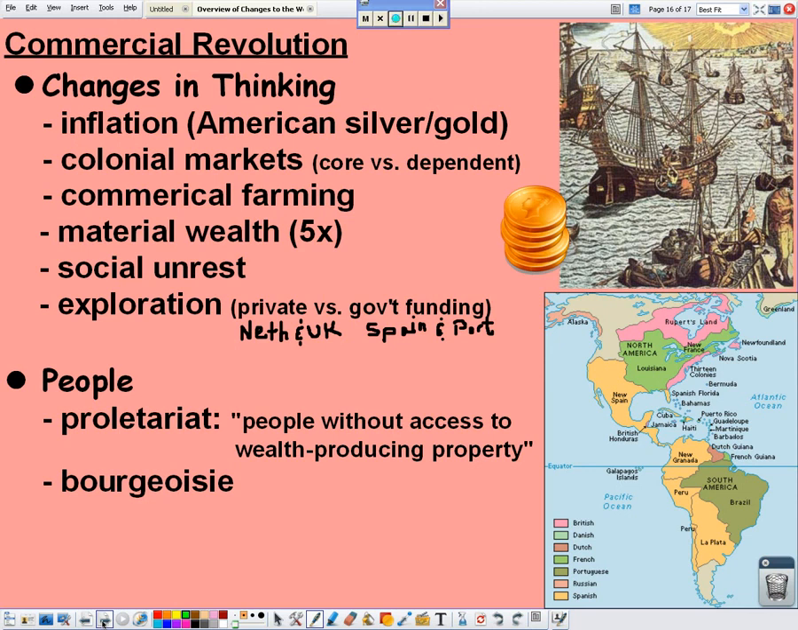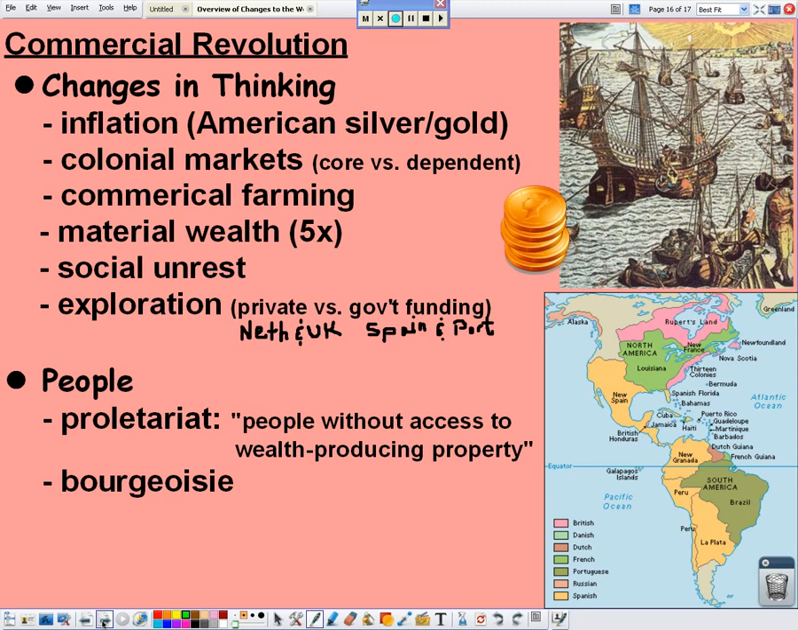What's shocking about all of this is that even with the inflation, even with the core versus dependent areas, even with kicking peasants off of their farms, the level of material wealth for the average person in this time period is 5 times higher than at any other point in previous history. There is more wealth available for everyone. So even if you are poor, you are much richer than poor people used to be. That's still not much consolation because you're poor, but whatever.